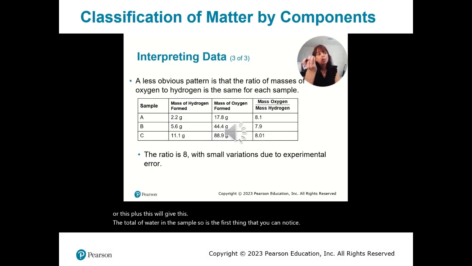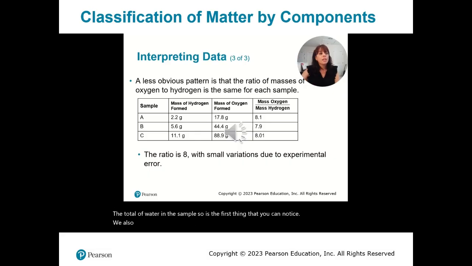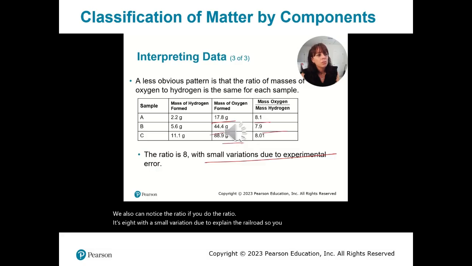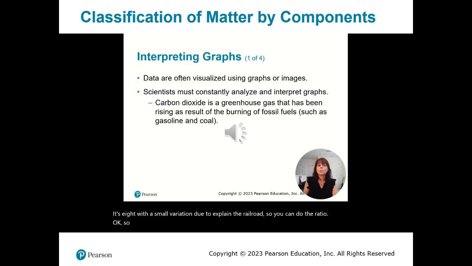We also can notice the ratio. If I do the ratio, it's 8 with a small variation due to experimental error. So you can do the ratio. Okay? So pay attention to how you're going to interpret the tables and the graphics as well.